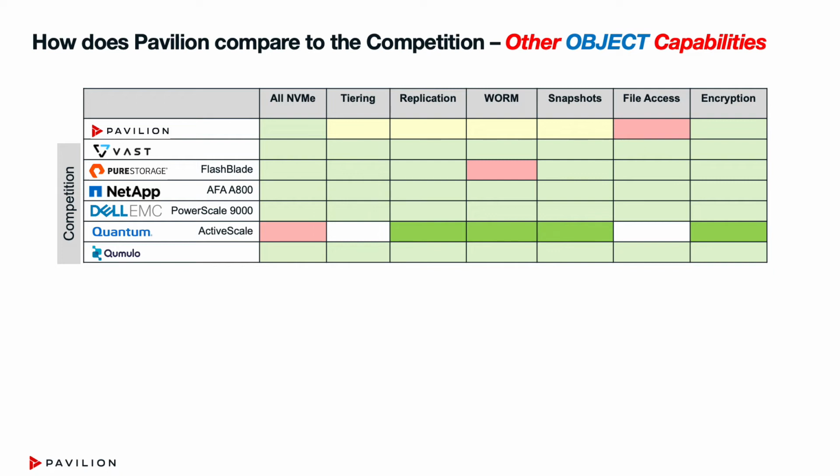Same lens of more object capabilities. Pavilion has yellow and a few of those characteristics, as those are items that are inside our platform that we just have not enabled the capability to deliver, that will be on the roadmap in the future. Again, pausing to take a look. If you need more time, pause the video.